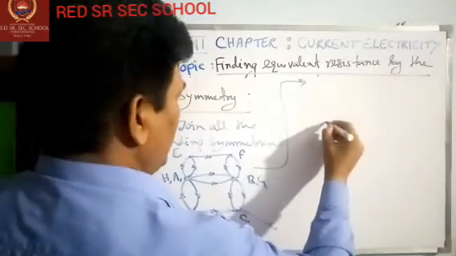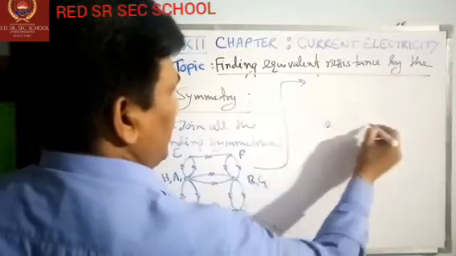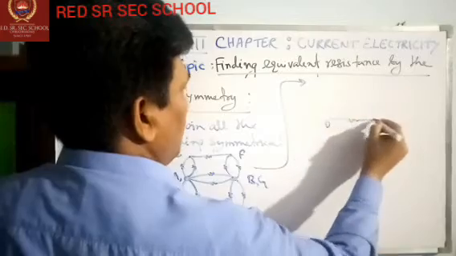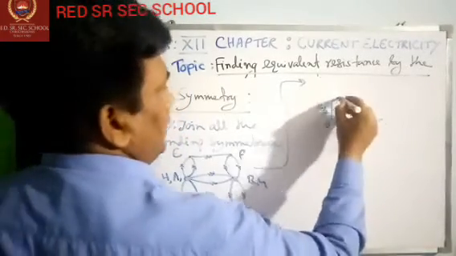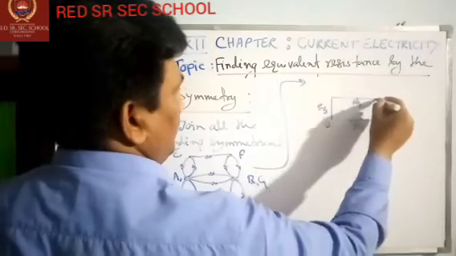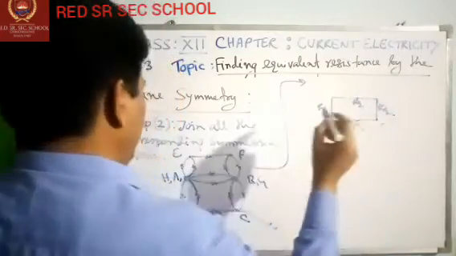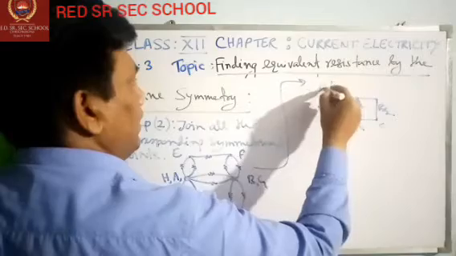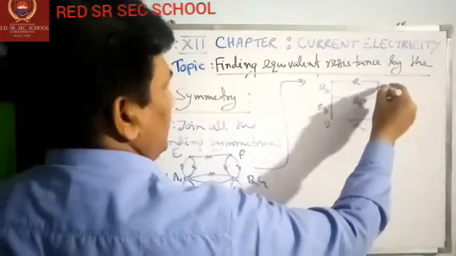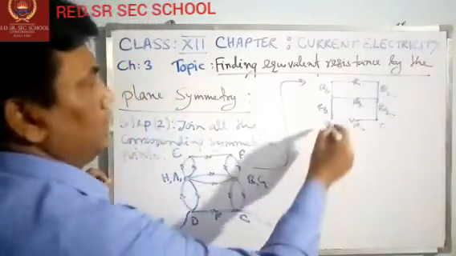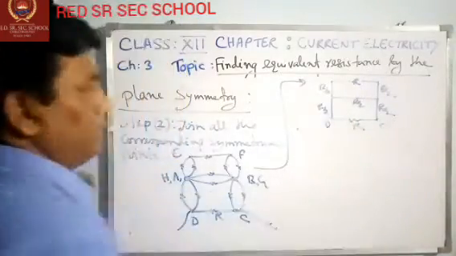So let me draw once more. This is D, this is C. This is R. This is R by 2. This is R by 2. This is R by 2. This is R by 2. This is R. This is R by 2. Are you getting my point? Check it.